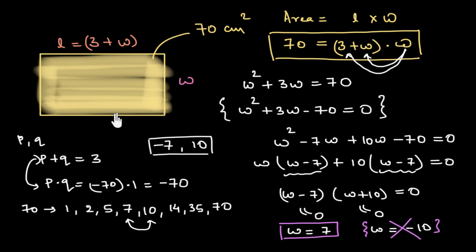So the width of this rectangle is 7 centimeters long, and if we want to find the length, we can just substitute w as 7 here. So length would be 3 plus 7, that is 10 centimeters. You can now even verify whether your answer is correct or not. 10 times 7 is 70, which is indeed the area of this given rectangle.